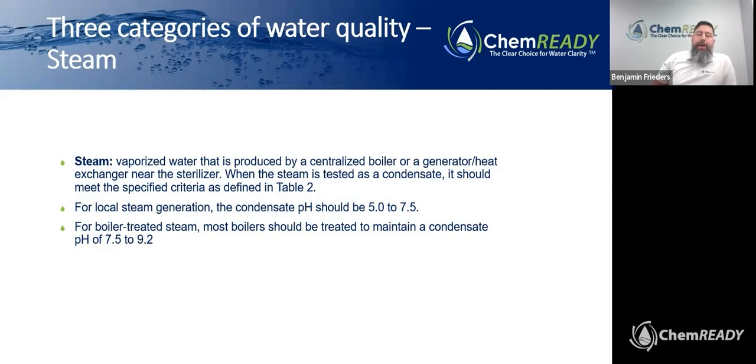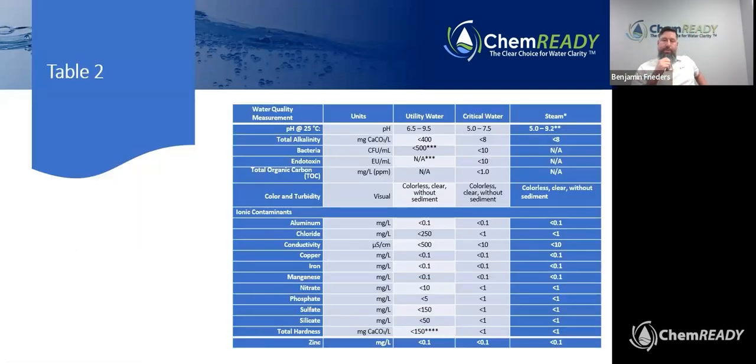There are two different specs when you see the pH range on this next slide. For local steam generation, you have a different range. Say pH should be between 5.0 to 7.5. And boiler treated steam, which is consistent with traditional industrial water treatment, you should maintain a condensate pH between 7.5 to 9.2. This slide is important. If you do not have a copy of the standard, happy for you to take a screenshot to have this.